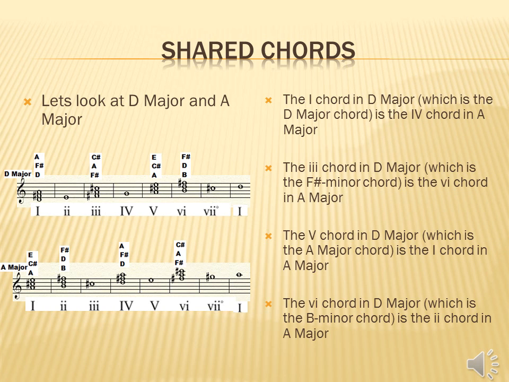The 1 chord in D major, which is the D major chord, is the 4 chord in A major. The 3 chord in D major, which is the F sharp minor chord, is the 6 chord in A major. The 5 chord in D major, which is the A major chord, is the 1 chord in A major. The 6 chord in D major, which is the B minor chord, is the 2 chord in A major.